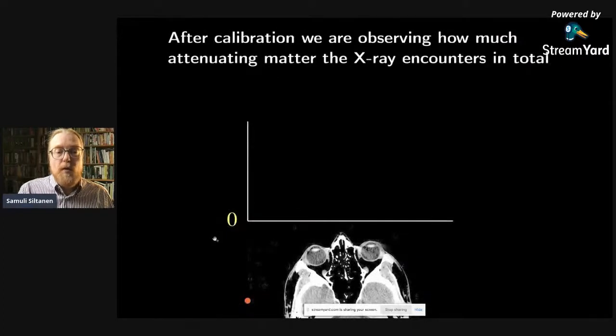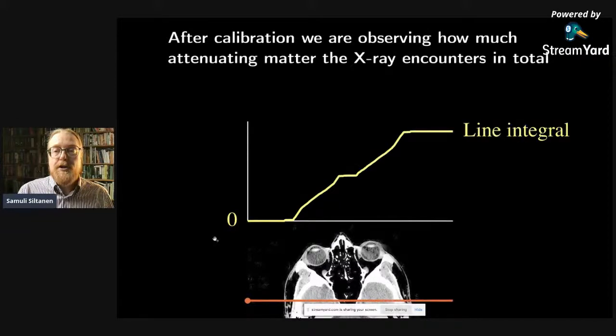Okay, so first of all, when an X-ray is going through the head, it measures how much there is material on the way of the X-ray. Here, I'm just writing after calibration, so I'm skipping there a few steps. Of course, practically the X-ray is getting weaker when it goes inside the head. It gets weaker and weaker.